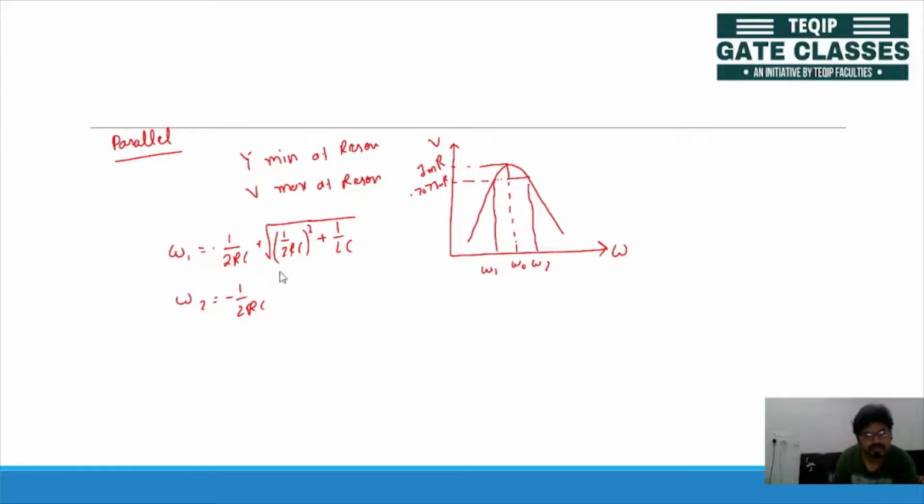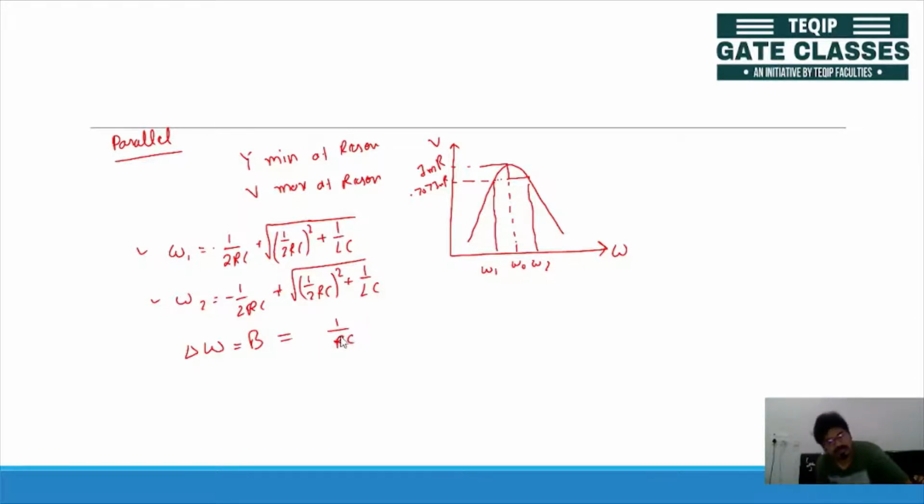plus under root (1/2RC) square plus 1/LC. Okay, so here you will get your omega 1, omega 2 like this, and your bandwidth delta omega, or you can say B, will be equal to omega 1 minus omega 2, and it will come up like 1/RC. So RC circuit, the time constant is RC. Now you know the bandwidth is reciprocal of time constant, means your bandwidth is here 1/RC.